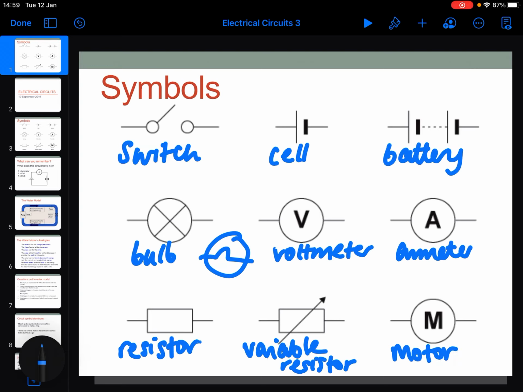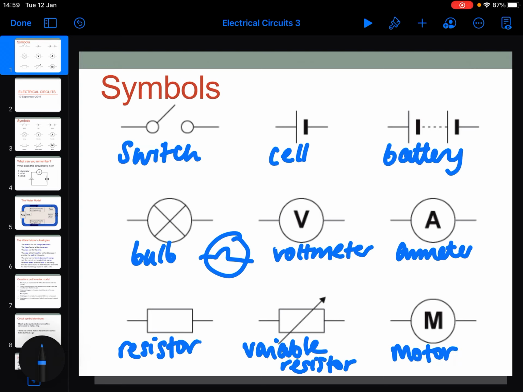Okay, so as I say, you didn't really need to write any of that down. It was just going through, seeing what you remember if you've done in previous years. Today we are doing electrical circuits. So if you can title and date, that would be fabulous. And then obviously it's not the 10th of September 2019 today. Let's crack on.